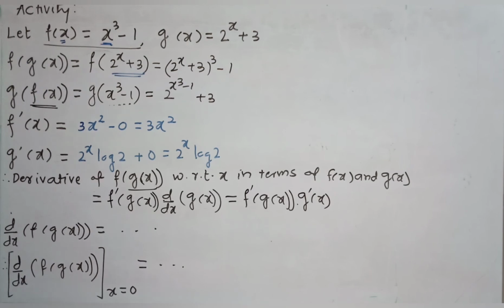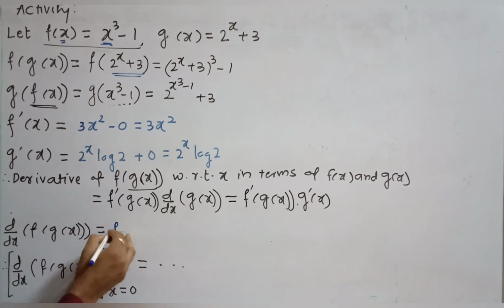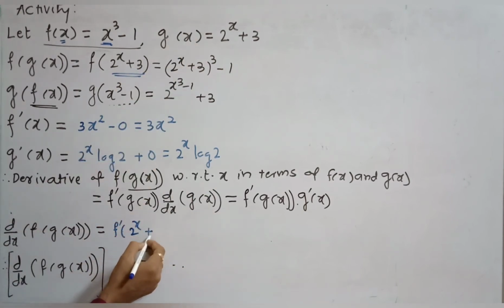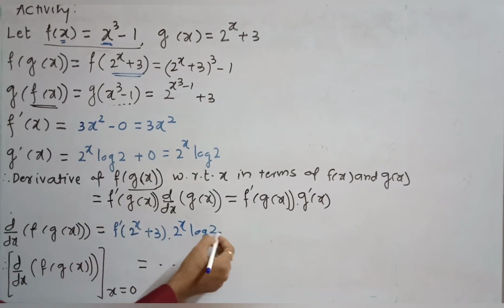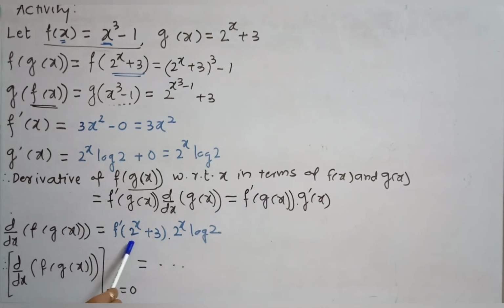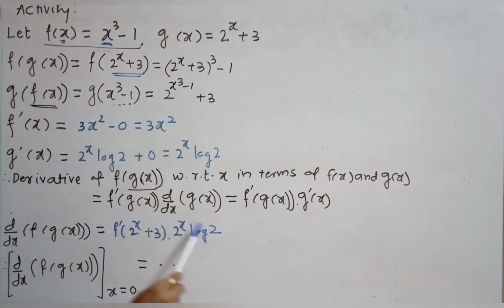Here d by dx of f of gx means this value which we found, that has to be simplified. f dash gx is equal to f dash as it is, then gx, where gx means 2 raised to x plus 3, into g dash x. What is g dash x? g dash x is 2 raised to x log 2. So what have you got so far? f dash of 2 raised to x plus 3, which is f dash gx. f dash is written there. gx means 2 raised to x plus 3, as you can see here. And then into g dash x, which is 2 raised to x log 2. That is also written. You can simplify it again.